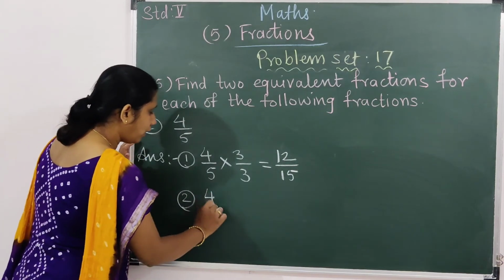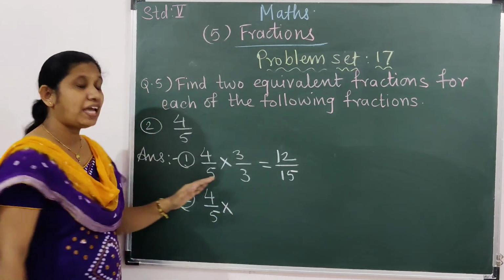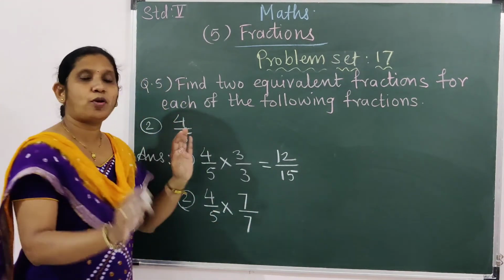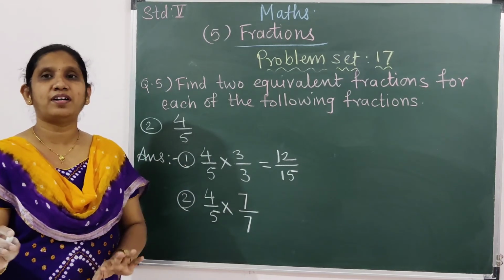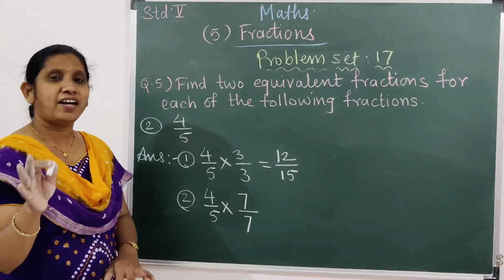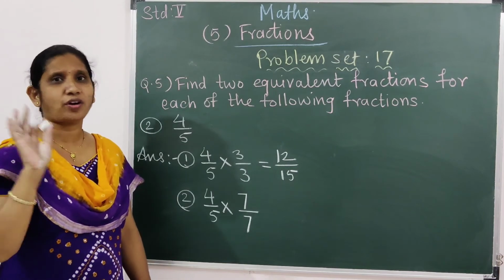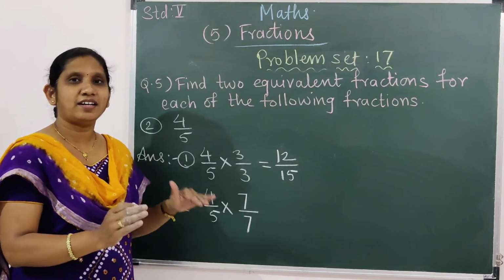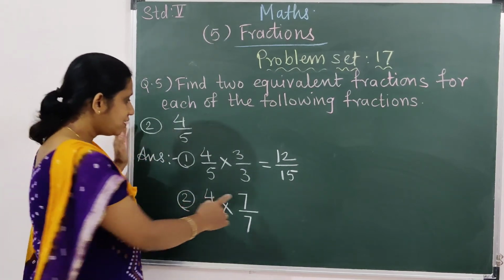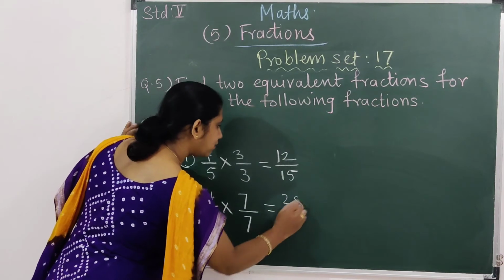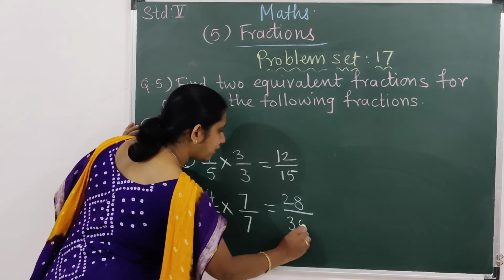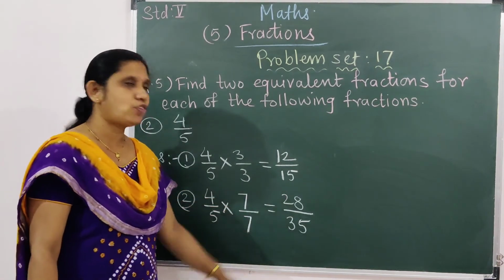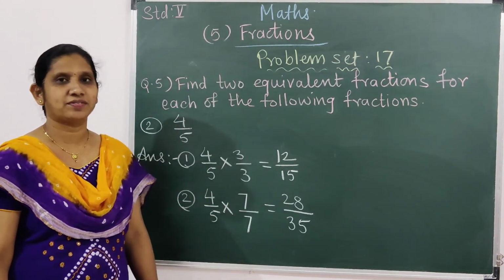Second one, 4 upon 5. I am going to multiply in the numerator and denominator by 7. As I told you, from 2 to 100 using any number you can multiply. You can take up to 1000 also. Choice is yours. But try to avoid complications and make the calculations easier. So 7 4s are 28 upon 7 5s are 35. So the next equivalent fraction of 4 upon 5 is 28 upon 35.